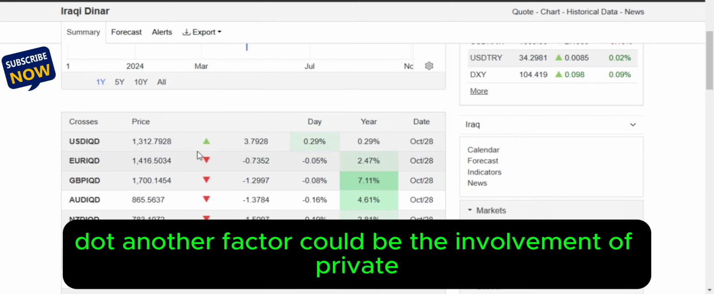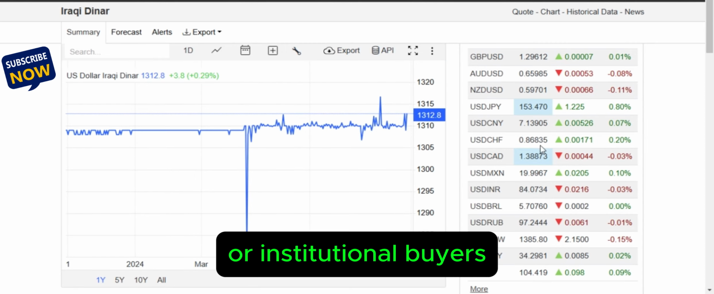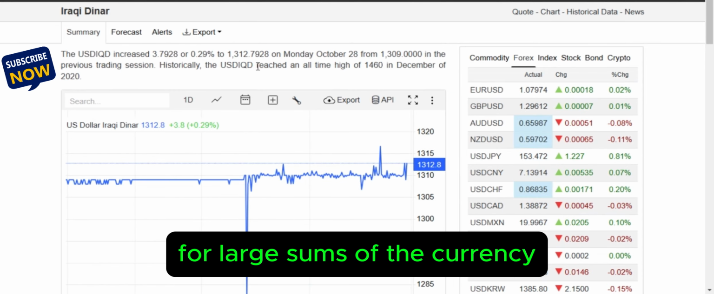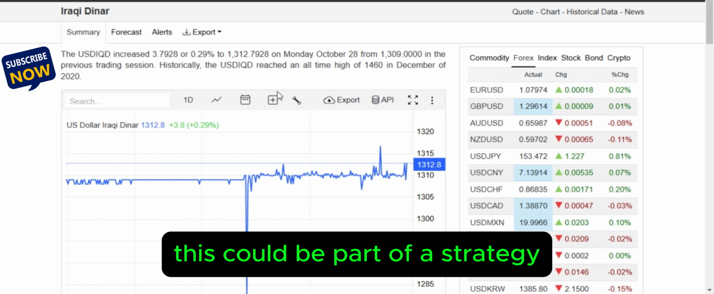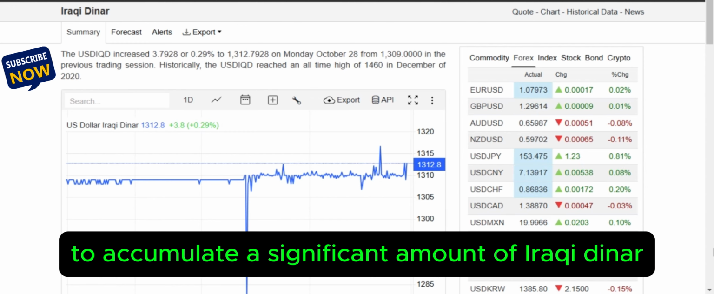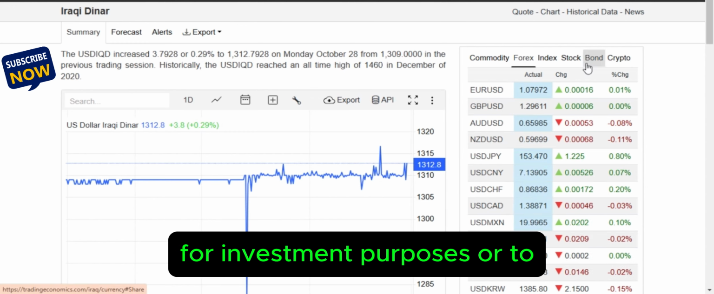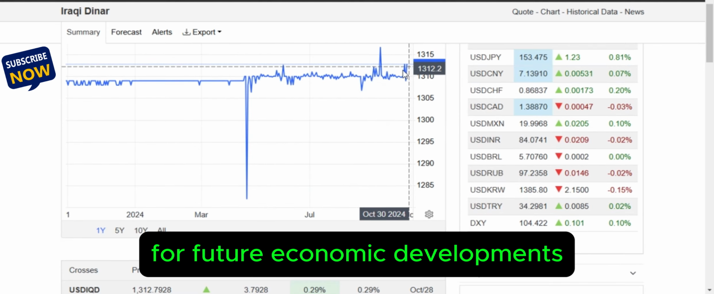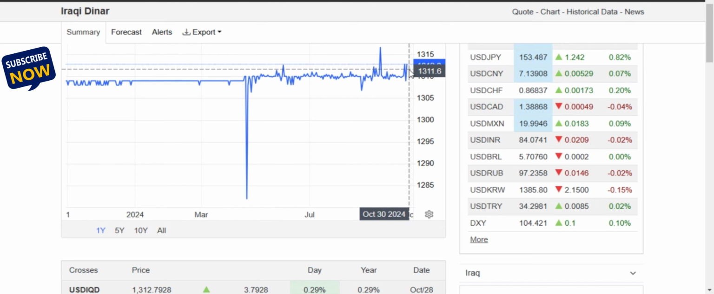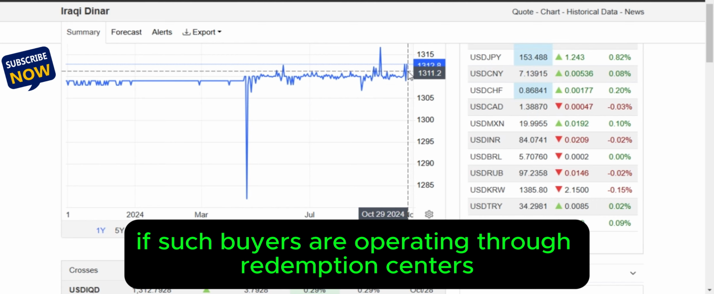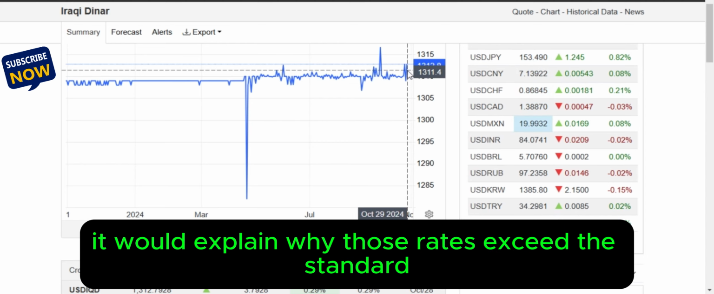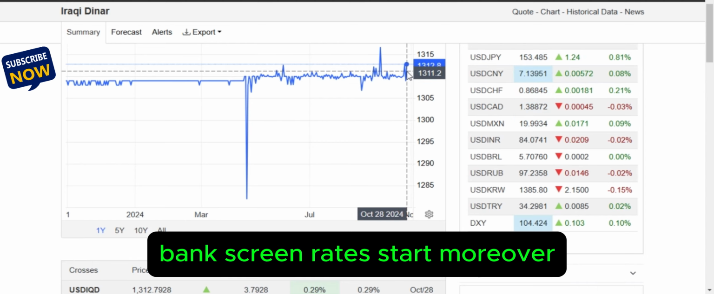Another factor could be the involvement of private or institutional buyers who are willing to pay a premium for large sums of the currency. This could be part of a strategy to accumulate a significant amount of Iraqi dinar for investment purposes or to position themselves advantageously for future economic developments in Iraq. If such buyers are operating through redemption centers and are prepared to offer higher contract rates, it would explain why those rates exceed the standard bank screen rates.